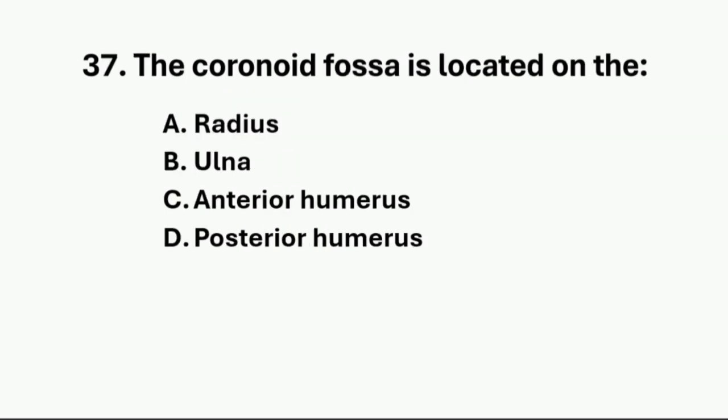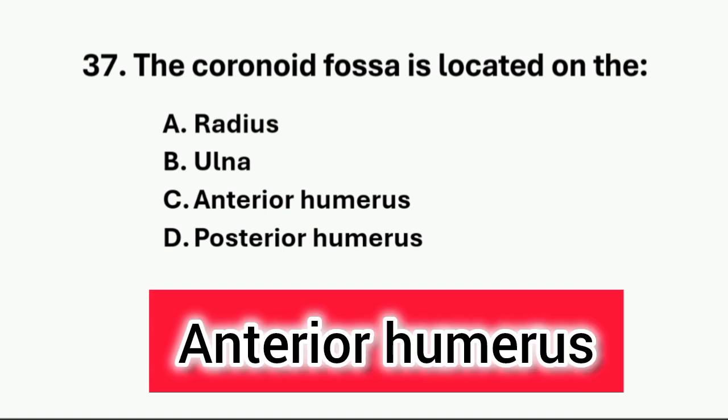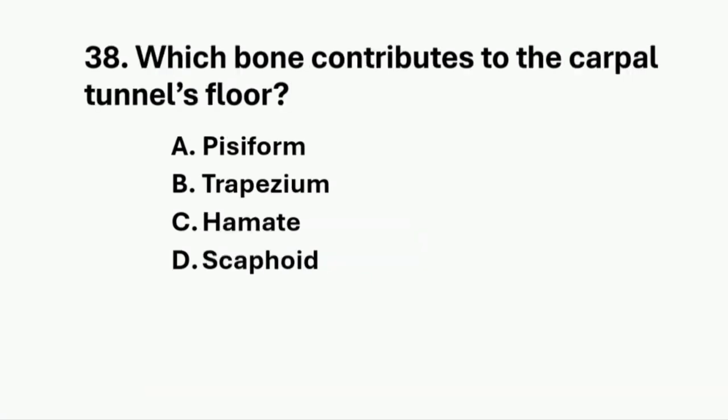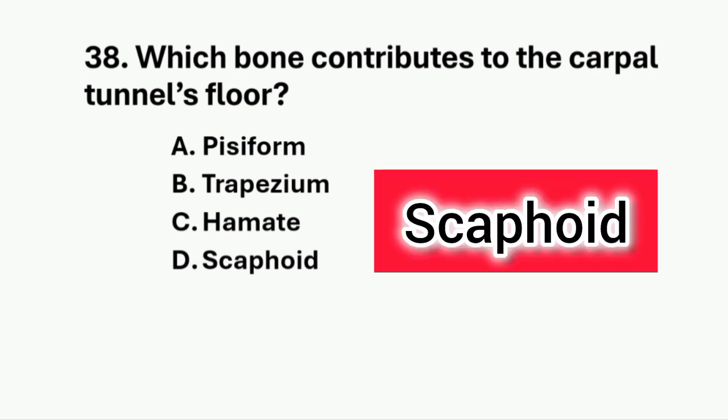The coronoid fossa is located on which of the following? Correct answer is option number C, anterior humerus. Which bone contributes to the carpal tunnel floor? Correct answer is option number D, scaphoid bone.